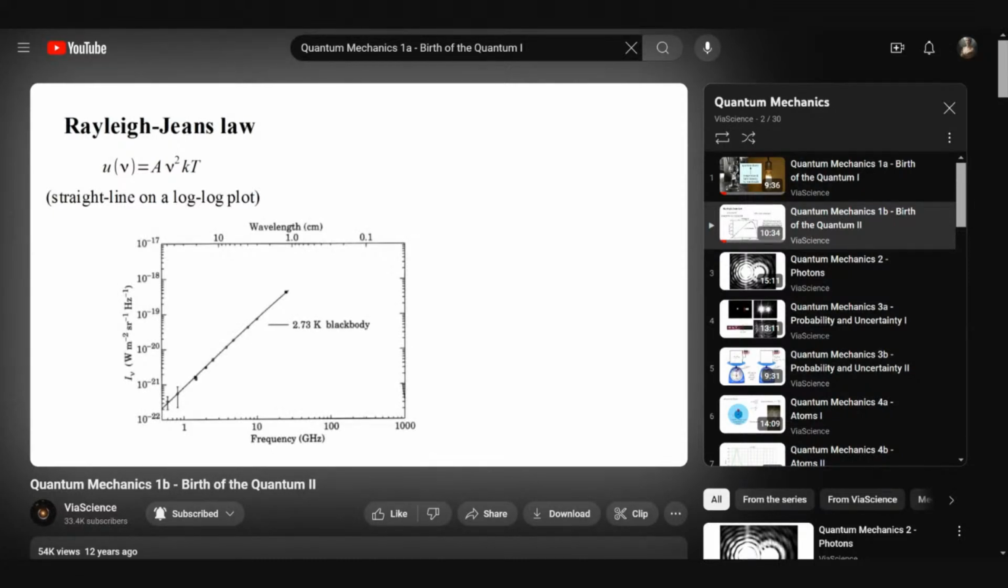Here we have the intensity of the cosmic background radiation, the afterglow of the Big Bang, versus frequency. The points with error bars are observed values, and the line is the Rayleigh-Jeans law. The agreement is excellent, at least for the range of frequencies shown. In general, this law accurately describes what is observed at low frequencies.